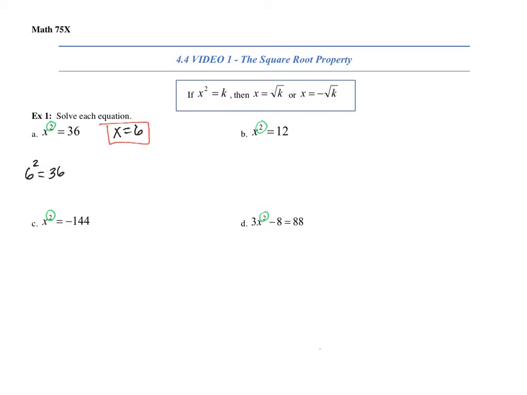Notice that if I take negative 6 and square it, negative times negative would be a positive 36. So there's actually two answers, and that's going to be the case for every quadratic. There's going to be two different answers. So we have both a positive and a negative.